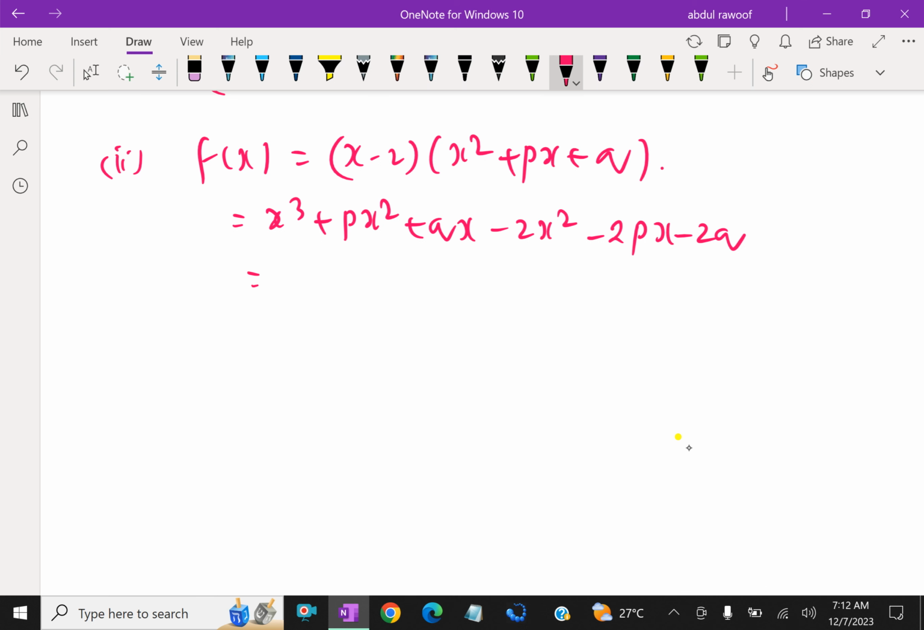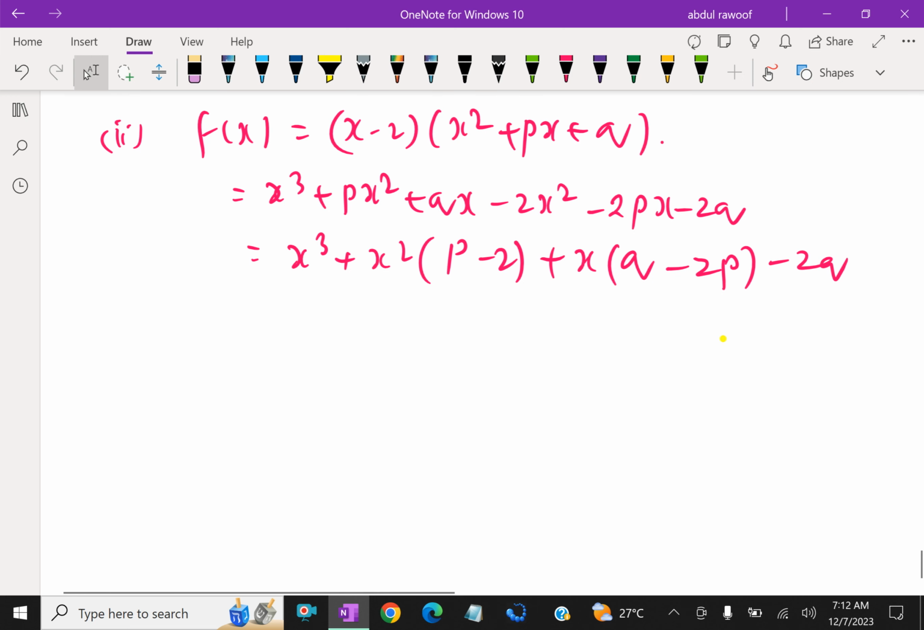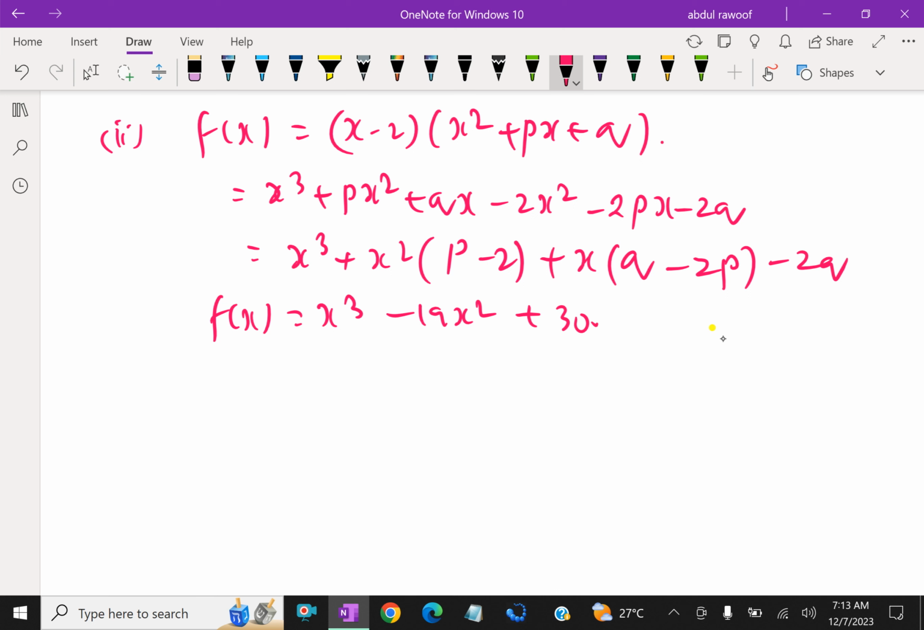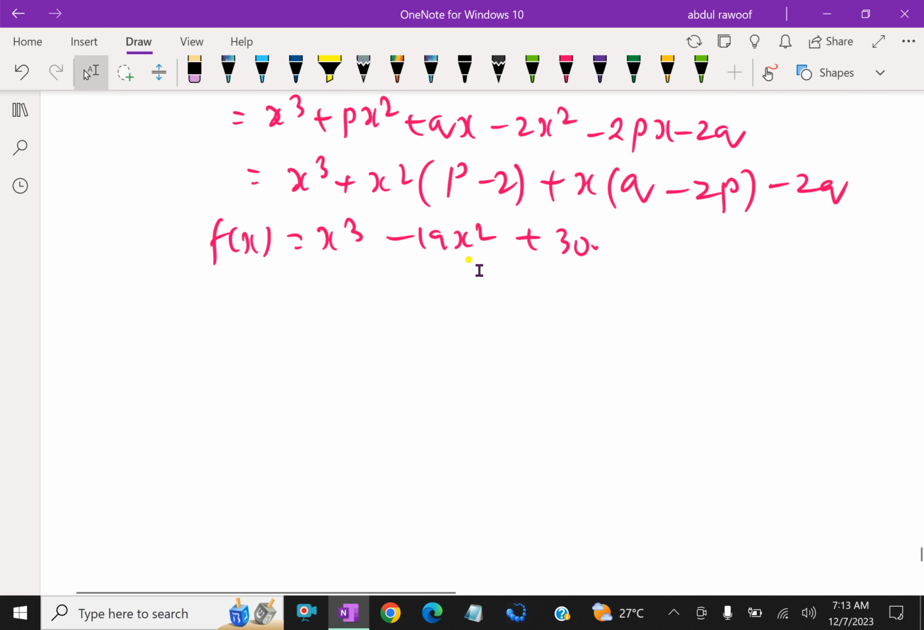Before comparing with the given f of x, we have to factorize: x cubed plus x squared into p, that means collecting px squared and minus 2x squared, that is p minus 2, with x is q minus 2p, minus 2q. Then compare with the original f of x, which is x cubed minus 19x plus 30. Look at both f of x.